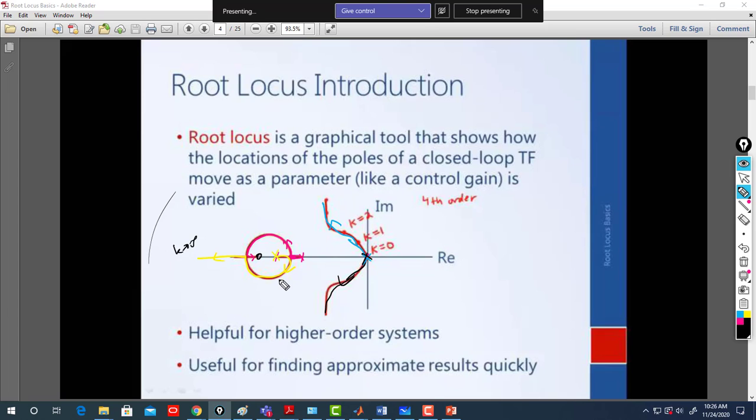Alright. So now it's a fourth order system, and by a simple click in MATLAB, I can know the effect of gain from 0 to infinity on my closed loop pole locations. Is there a gain that makes my system unstable? No, there is none. So it's also useful for finding approximate results quickly, and quickly you can find an approximate control.